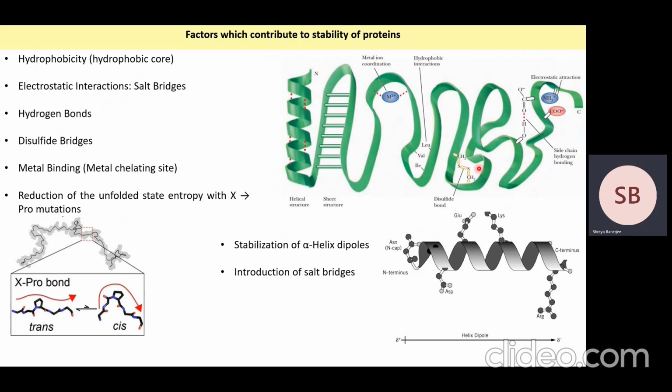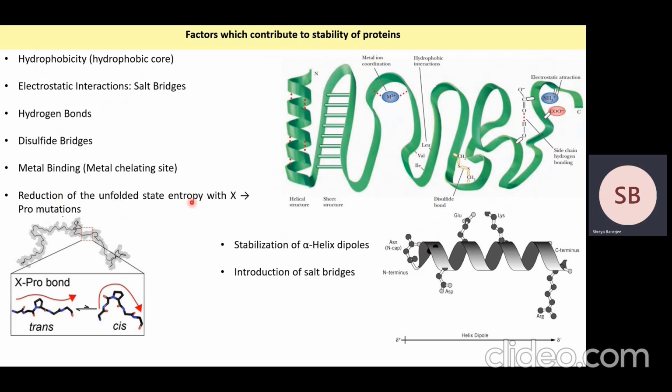Then there can be disulfide linkages. So two cysteine residues can come together and both will lose the hydrogen from the SH to form a disulfide bond. Or there can be metal chelation. So if you have, say, an acidic amino acid with COO minus, from both sides, it can coordinate to a positively charged metal ion, and that will also help in holding the shape of the protein.